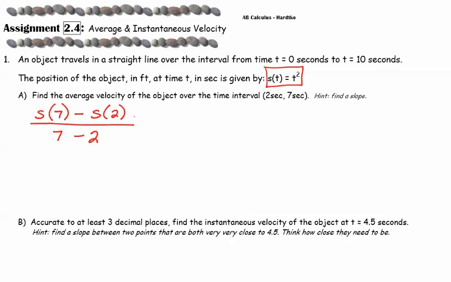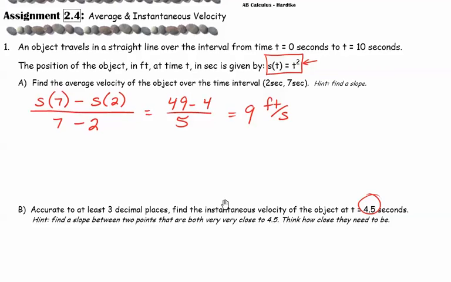So this numerator will be in feet and our denominator in seconds. And we simply plug in 7 seconds and 2 seconds. And here we'll come up with 9 feet per second. And that's the average velocity over this interval from 2 to 7. Well, we know this formula, by the way, is a parabola. And we won't be surprised to find out in the next problem, we're going to try to find out what happens at 4.5 seconds. Notice that 4.5 seconds is right in the middle of this interval.